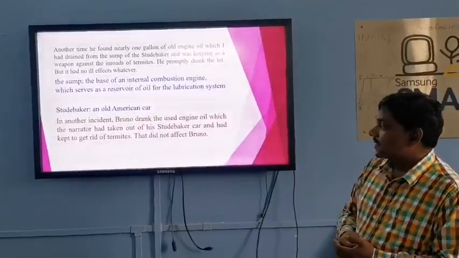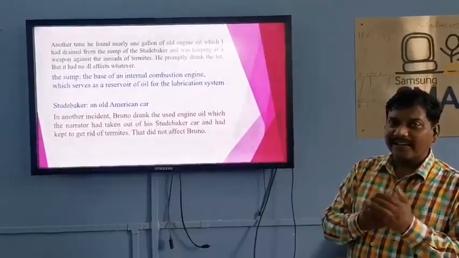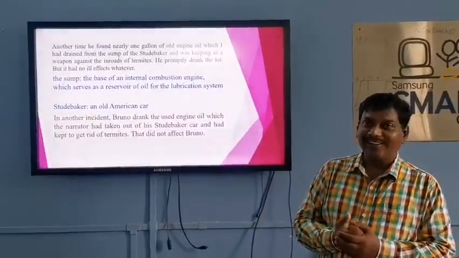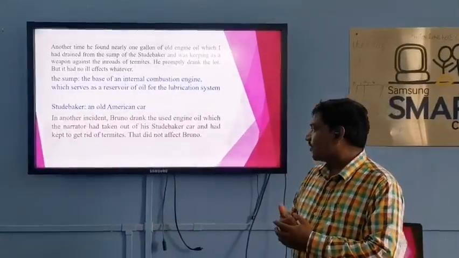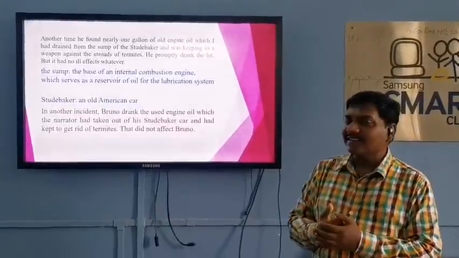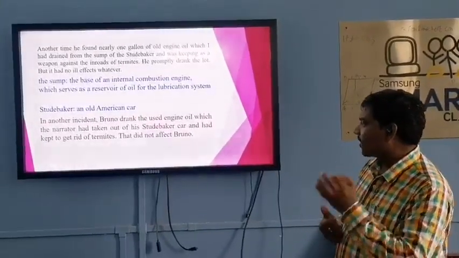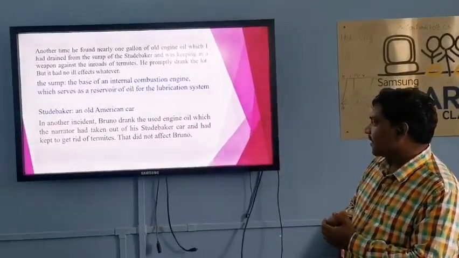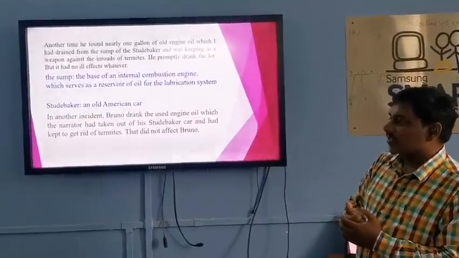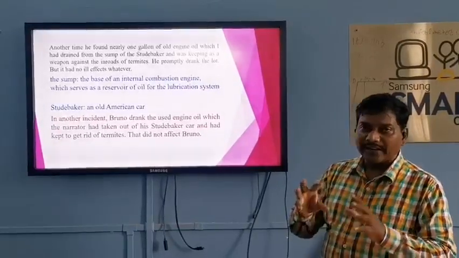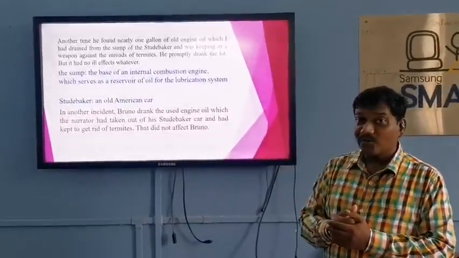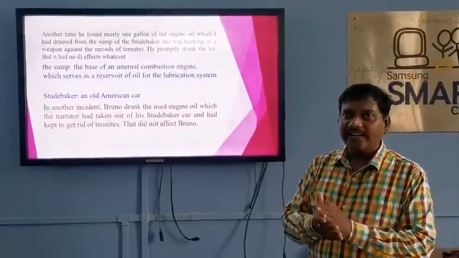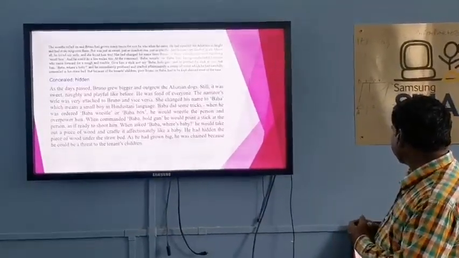Another incident also took place with him. So what was the second incident that took place with Bruno? Bruno drank the used engine oil, which was taken out from the narrator's Studebaker car. Studebaker is a model of car, an old car. So from that car, the engine oil was taken out by the narrator and kept to get rid of termites. But that engine oil did not have any kind of effect on him.